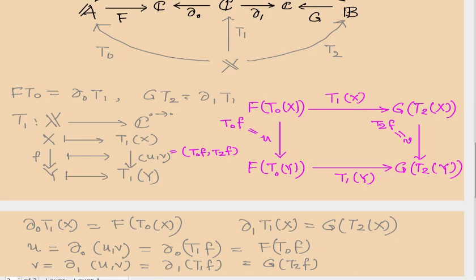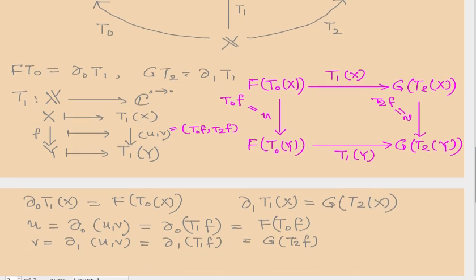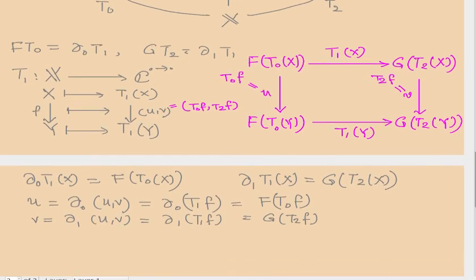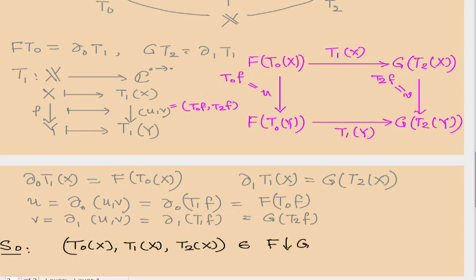So UV is nothing else but T0f and T2f. So observe now what we have. If I rewrite this, T0x, T1x and T2x is actually an object of F upon G.